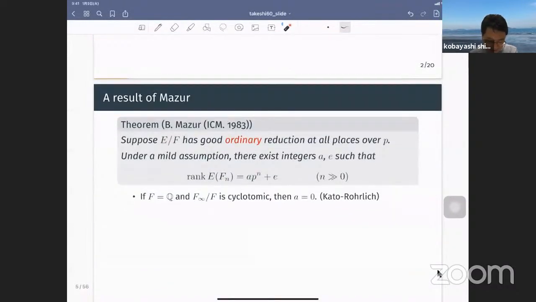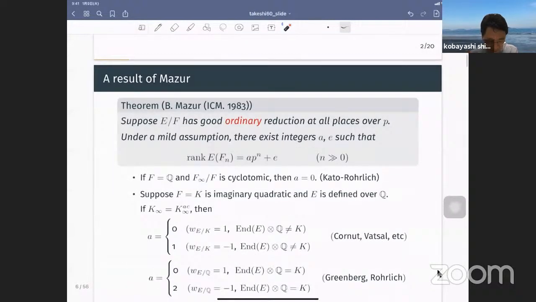If so, we want to know a explicitly. In general, it is very difficult to determine a, but if F is Q and F_infinity over F is the cyclotomic Z_p-extension, then it is known that a is equal to 0 by Kato's work. So the Mordell-Weil group is bounded for n.